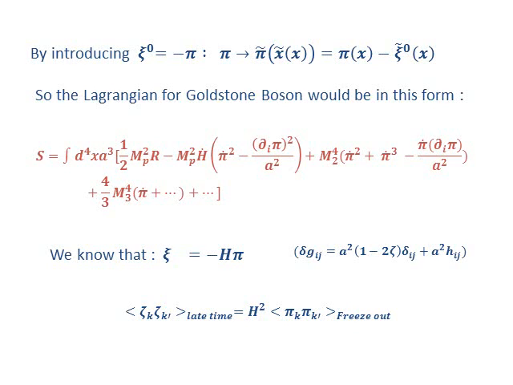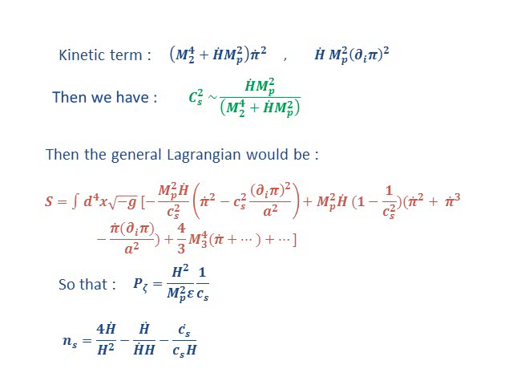Also, we should pay attention that these pi's should be canonically normalized. So these are the canonically normalized pi. And now by looking at the Lagrangian in terms of pi, we see that in our kinetic terms, the time derivatives and the spatial derivatives have different coefficients, and this leads to the fact that the speed of sound, that is Cs, is not equal to 1.